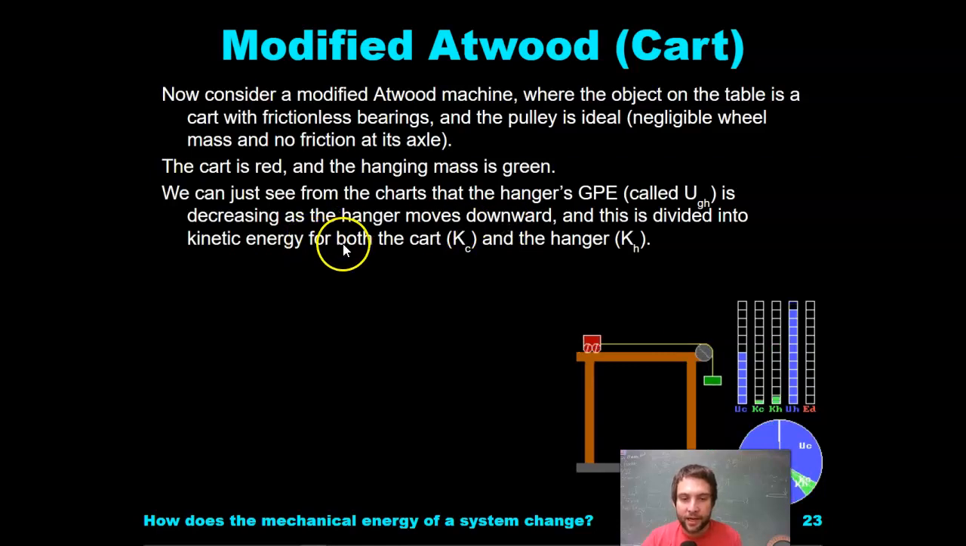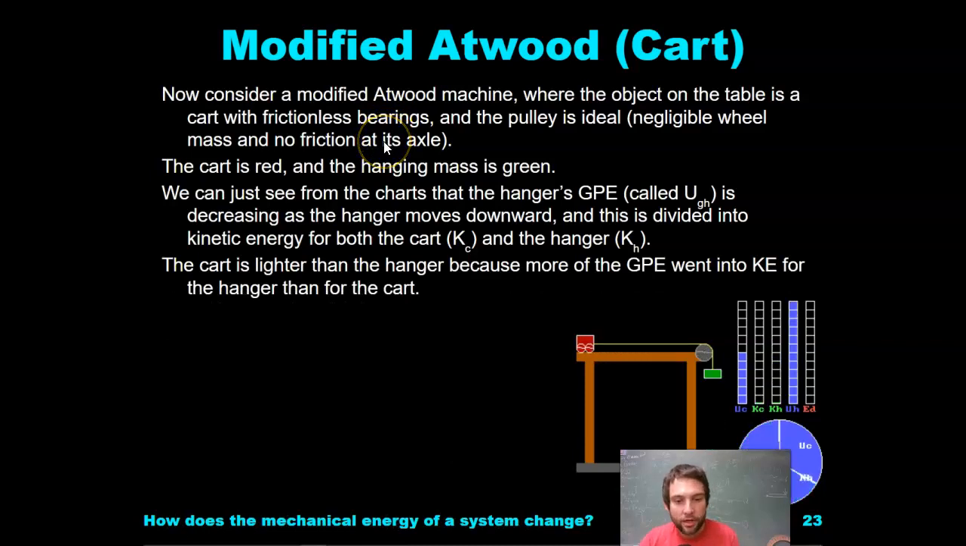And this is divided into kinetic energy for both the cart and the hanger. So now that we have three objects in this system, we have the earth, we have the block, and we have the cart. So we have gravitational potential energy of the cart, kinetic energy of the cart, kinetic energy of the block, the gravitational potential energy of the block, and the dissipated energy, which there is none in this situation because of frictionless bearings. The cart is lighter than the hanger because more of the gravitational potential energy went into kinetic energy for the hanger than for the cart.